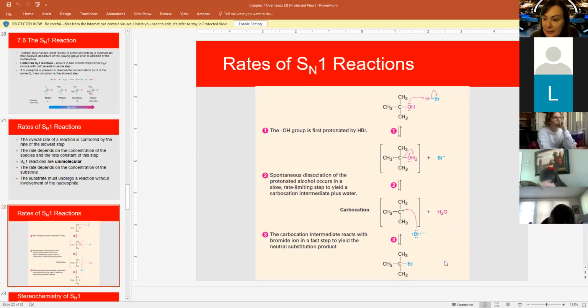So the most important step in this reaction, the step that determines the speed at which this reaction can go, is making this carbocation. If you can make a good carbocation, your reaction is going to go fast. If you cannot make a good carbocation, your reaction is going to go slow. Does that make sense? More or less?